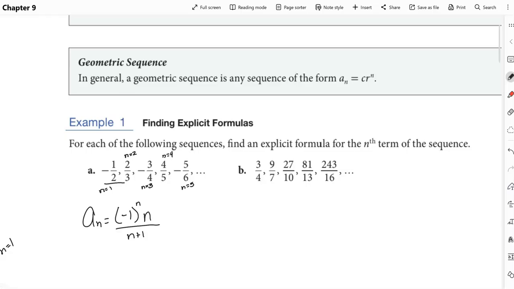Let's see if we can figure out something with that next one. So I'm going to identify each one. 3/4 corresponds to n equals 1. 9 over 7 corresponds to n equals 2. 27 over 10 is n equals 3. 81 over 13 is n equals 4. And that next one, 243 over 16, is n equals 5.